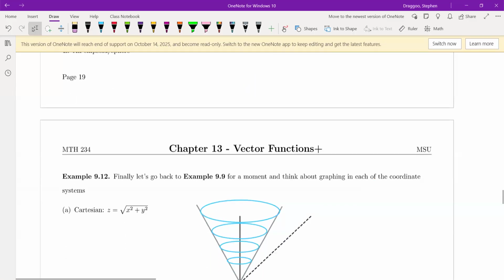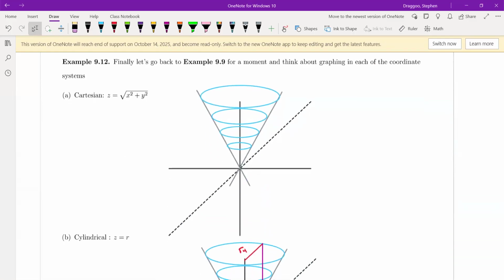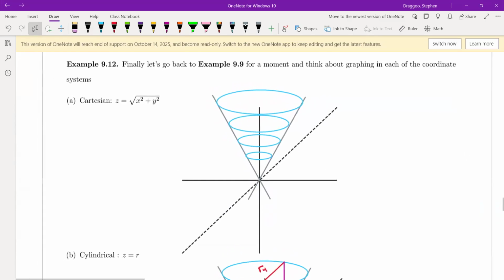Moving right along. Talking briefly about maybe how we would sketch some of these shapes in our three coordinate systems. I'm gonna just kind of touch on this part briefly. So I already drew the shapes out ahead of time.